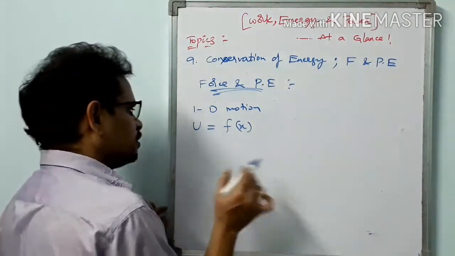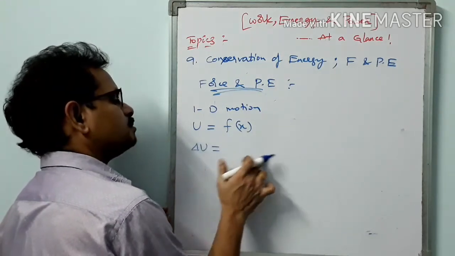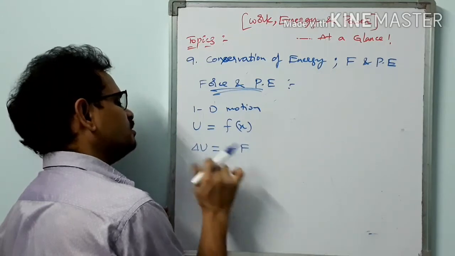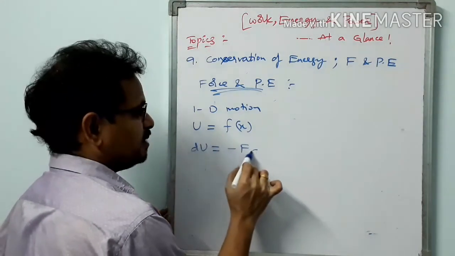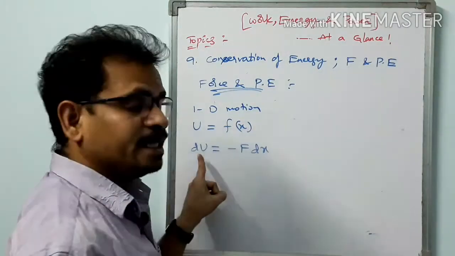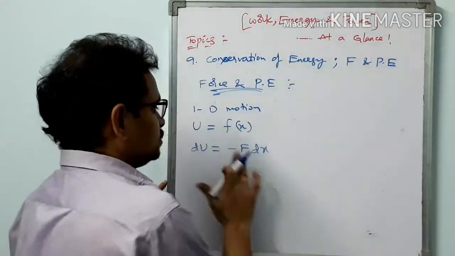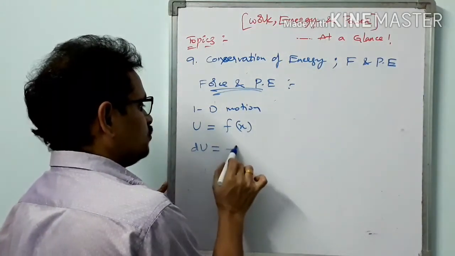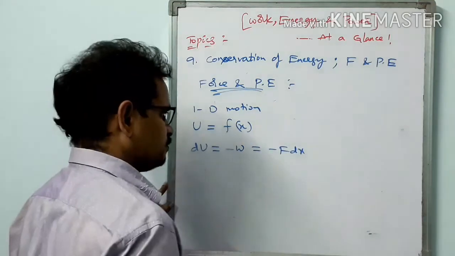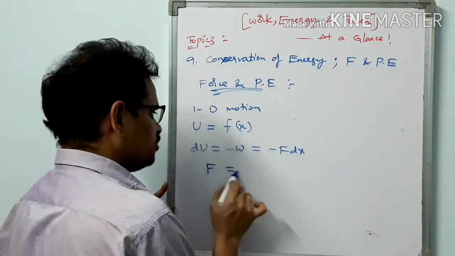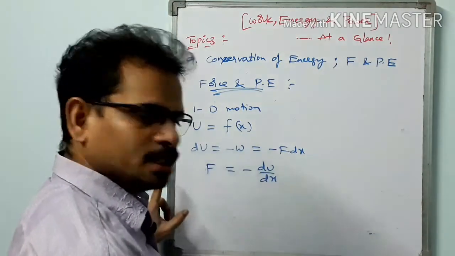And you know delta U equals minus F, or dU equals minus F dx. Change in potential energy, dU equals minus F dx. You know, because change in potential energy equals the negative of work done, or change in potential energy equals minus W, that equals minus F dx. So we can write F equals minus dU by dx. Got it? Yes.